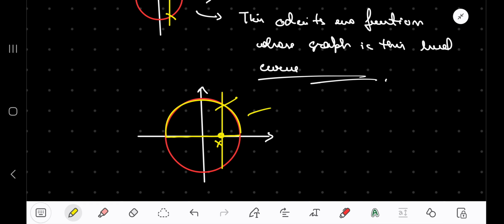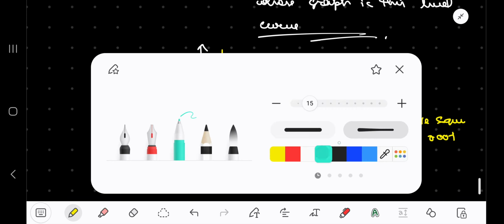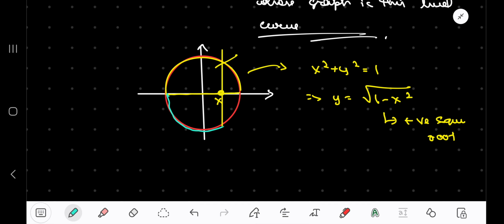In fact, if I consider the level curve once more, it was given by x square plus y square equal to 1. So this just admits the positive square root. And similarly, I could have also considered this part, which will admit the negative square root. Is it clear?